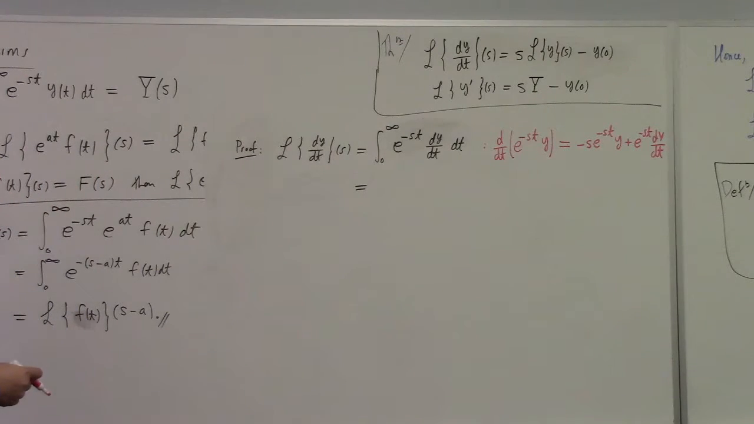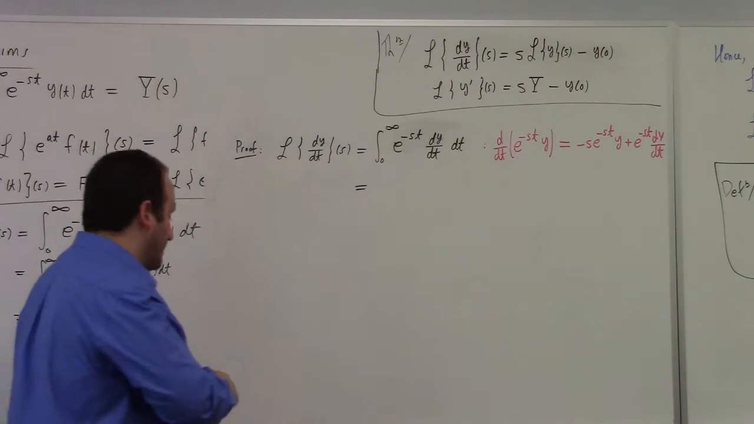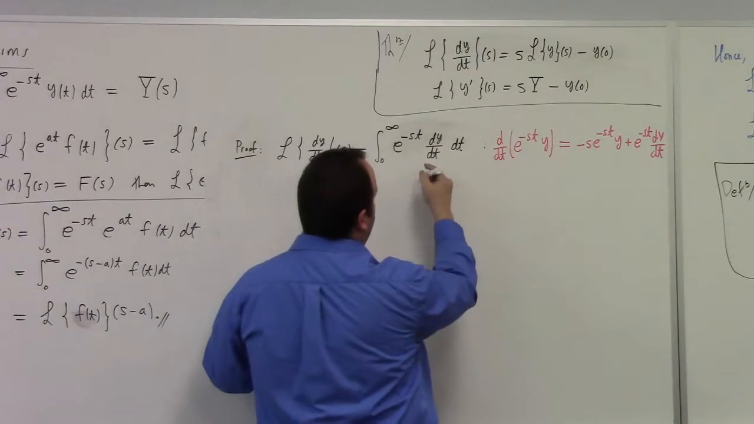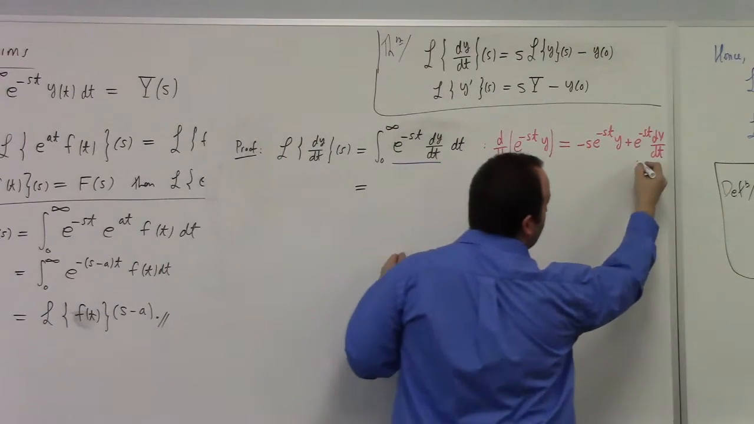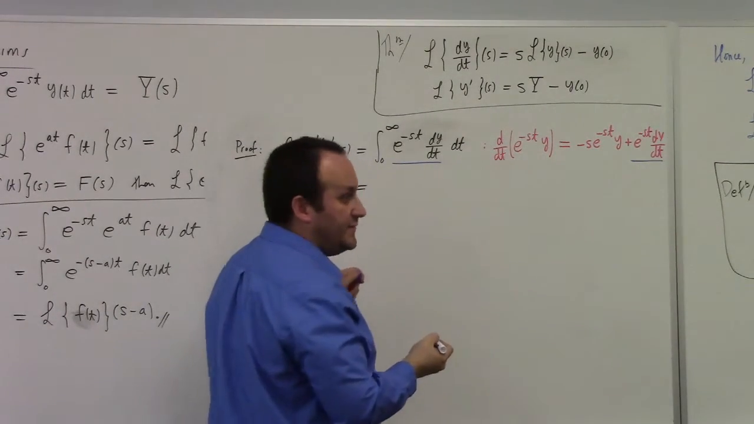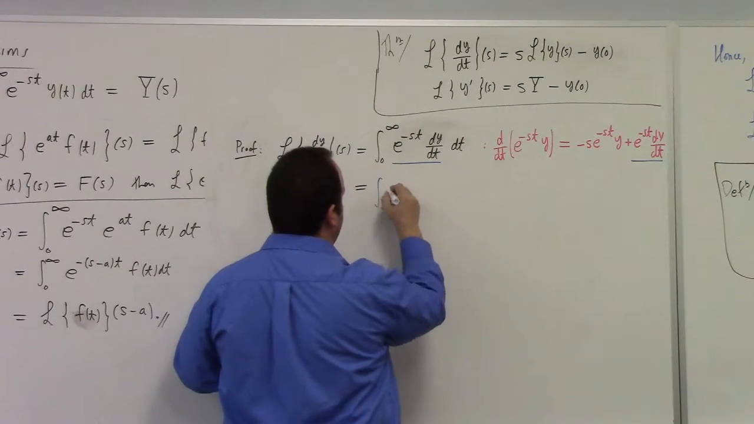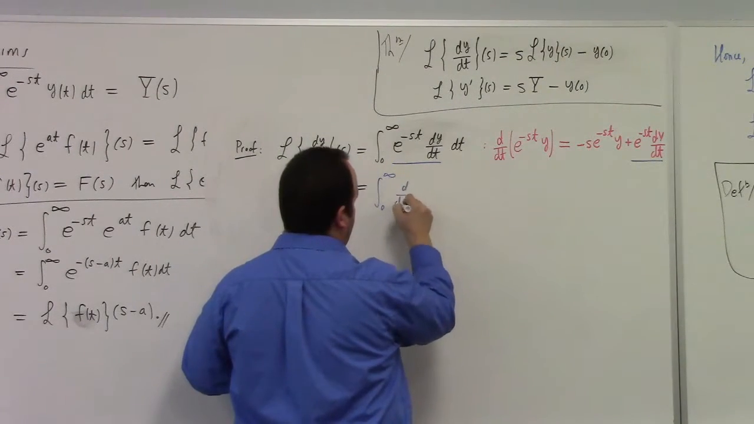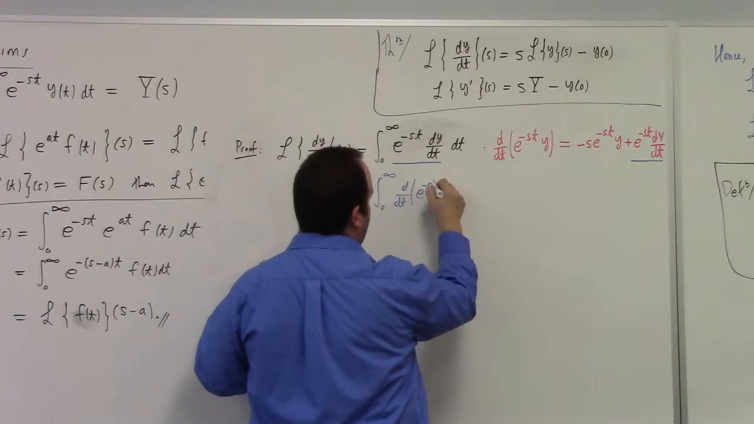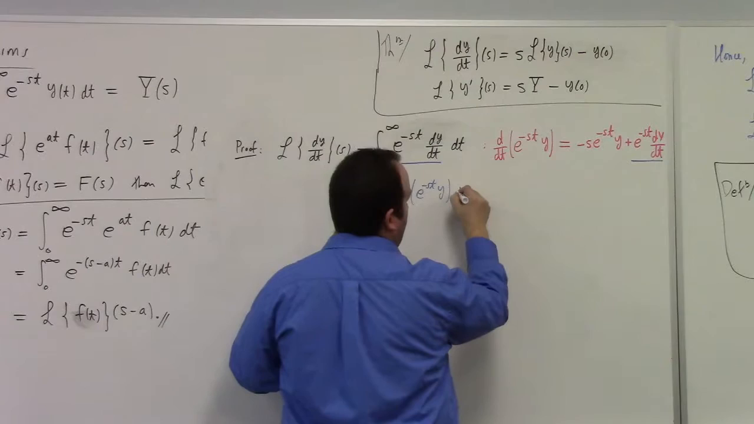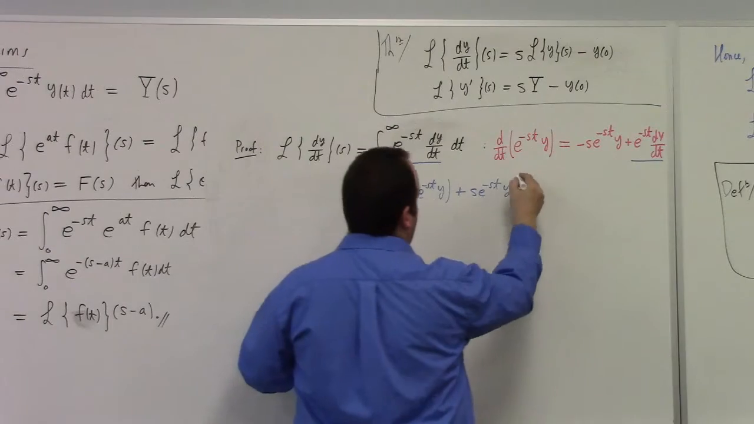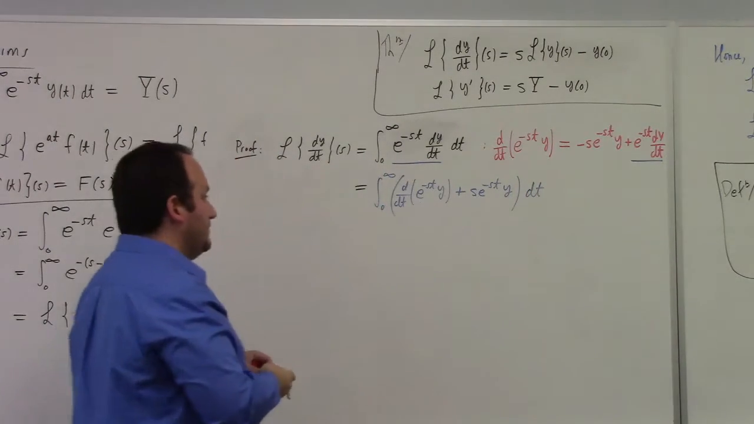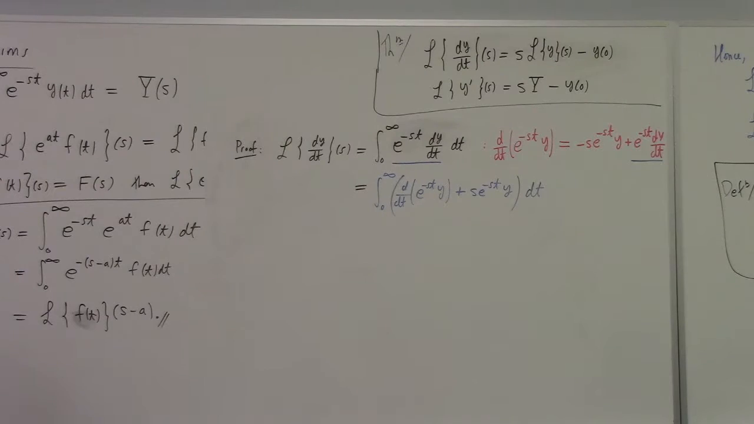Yeah, the product rule and the chain rule also. So if you look at what we have, what we already have here is e to the minus st times dy dt. Those terms appear here, so I can trade those for the integral from 0 to infinity of the total derivative of the product of e to the minus st times y, plus what? Well, plus s e to the minus st times y, integrated against time. I'm just using the product rule.